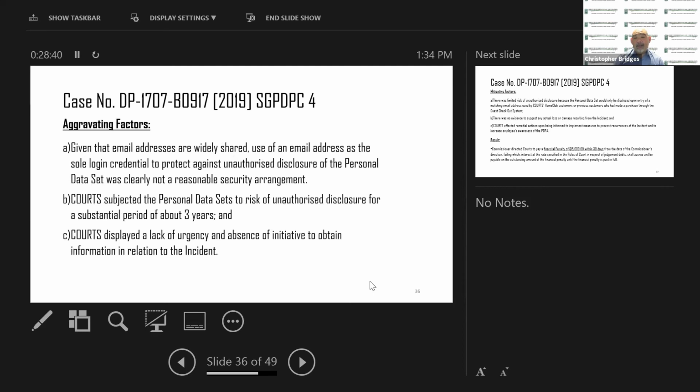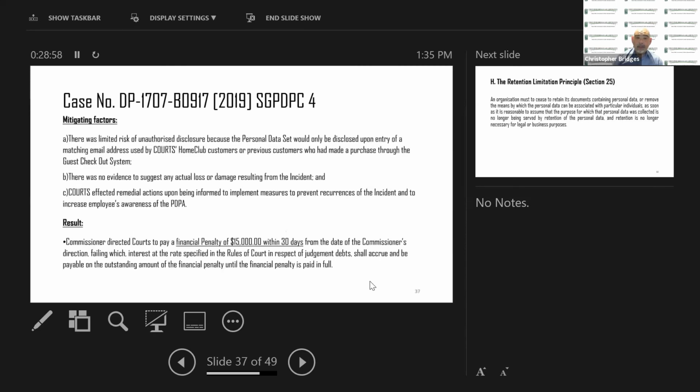Okay, aggravating factors, the emails were widely shared, this as I've explained, subjected the personal data sets to risk of unauthorized disclosure for almost 3 years, and then courts did not display a lack of urgency to rectify the situation. However, mitigating factors means issues that went towards reducing the potential punishment that courts could face. Main one was that there was no evidence to suggest of any actual loss or damage resulting from the incident. And courts took remedial effects to implement measures from recurrent. But at the end of the day, courts were still fined $15,000 to be paid within 30 days, failing which interest would accrue on the fine.